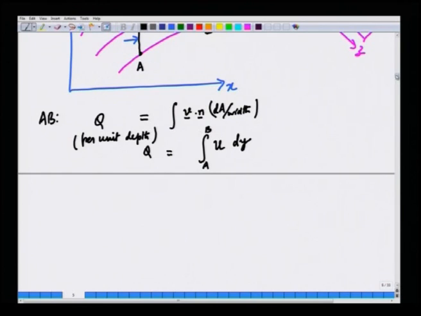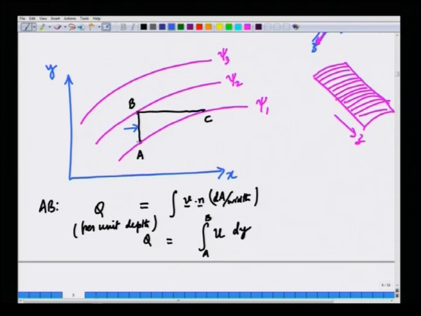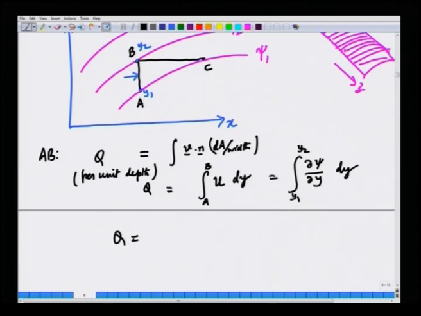And what differentiates points A and B? It is the y coordinates. This is y1, this is y2. So, this is simply the integral from y1 to y2. Instead of u, I can put partial psi by partial y, dy. So, q is nothing but psi at y2 minus psi at y1. And psi at y2 is simply psi 2 and psi at y1 is psi 1, because at every point on each line the stream function is a constant, psi 1 or psi 2.